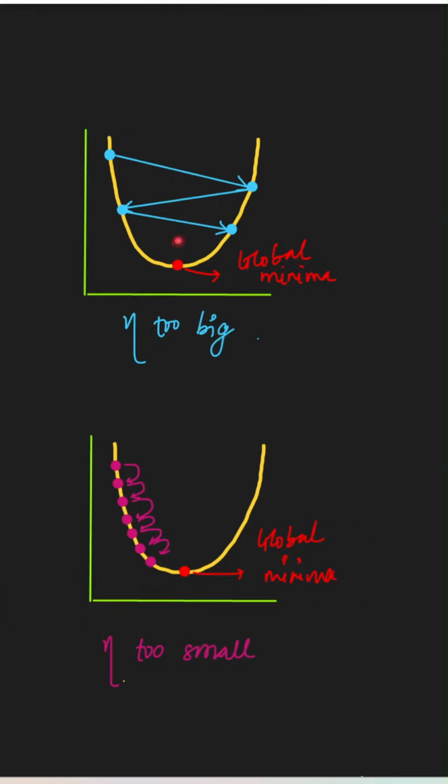In the first case, when the learning rate is too big, then the model jumps too much and it never settles. So we never reach the global minima. In the second case, the model updates very little at each step. It learns, but it learns very slowly, and it may take forever to converge this model.